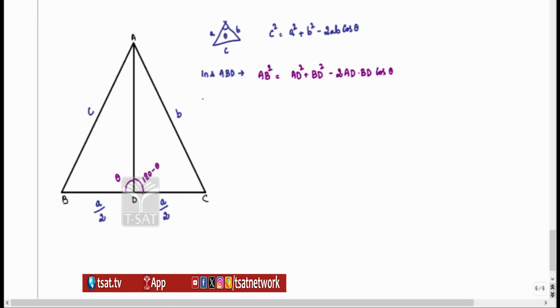Look at it in the same way in triangle ADC. AC square is equal to the same AD square plus DC square minus 2 into AD into DC cos 180 minus theta.